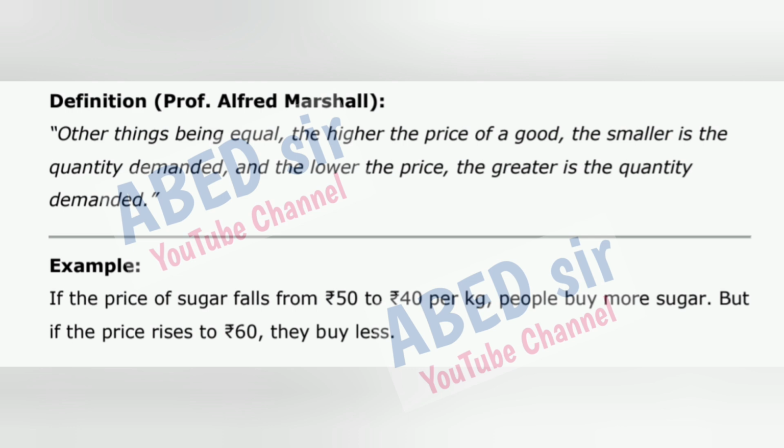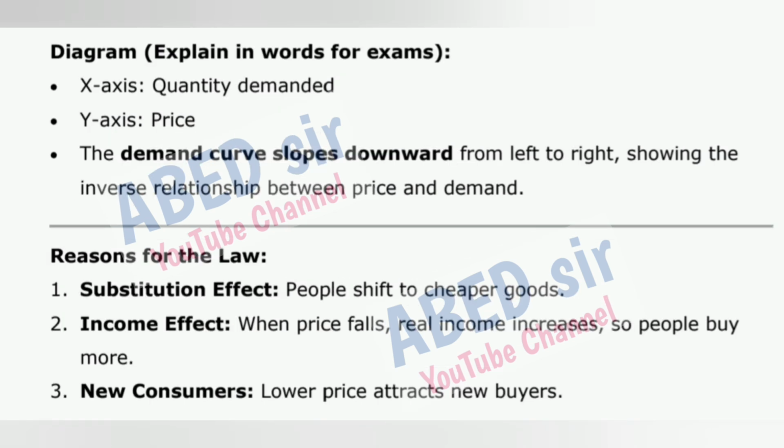Example: if the price of sugar falls from 50 rupees to 40 rupees per kg, people buy more sugar. But if the price rises to 60 rupees, they buy less. Diagram: explain in words for exams. X-axis, quantity demanded. Y-axis, price. The demand curve slopes downward from left to right, showing the inverse relationship between price and demand.